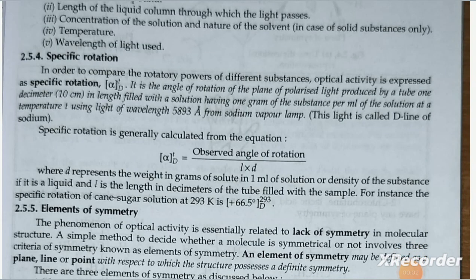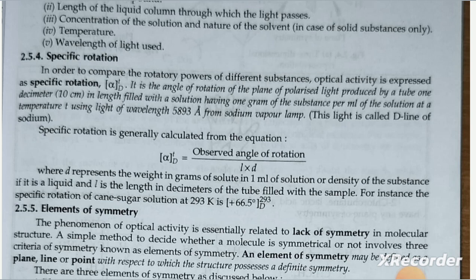Specific rotation is generally calculated from the equation alpha equals observed angle of rotation divided by L into D, where D represents the weight in grams of solute in 1 ml of solution, or density of the substance if it's liquid, and L is the length in decimeters of the tube filled with the sample. For instance, the specific rotation of cane sugar solution at 293 Kelvin is plus 66.5 degrees, D293.